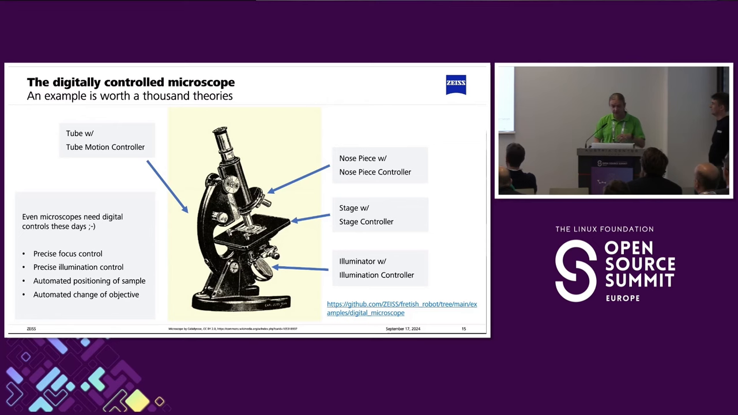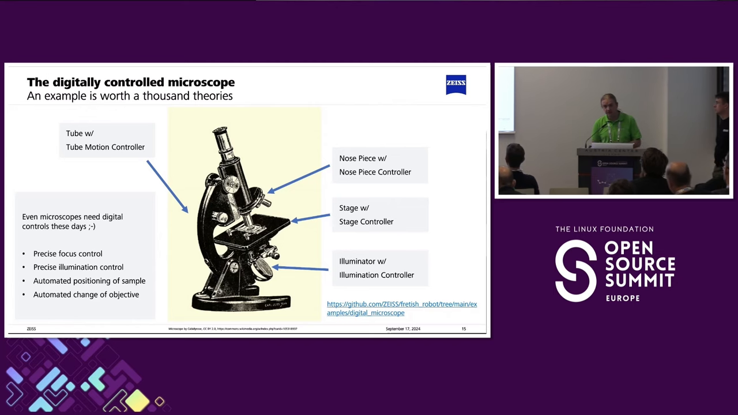So microscopes have a tube for focus control. A microscope might have a nosepiece controller where you can change the objective lenses. There might be a stage where you put the sample on that you'd like to digitally control with a motor. And obviously, you also need to provide some light, so there might be an illumination controller. And this is just a very simple example, just to walk you through. And it's also freely available at the GitHub page of ZEISS.